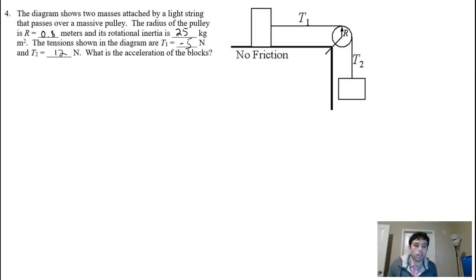Hey guys, we're going to do a couple problems from the homework on the rotational dynamics packet.